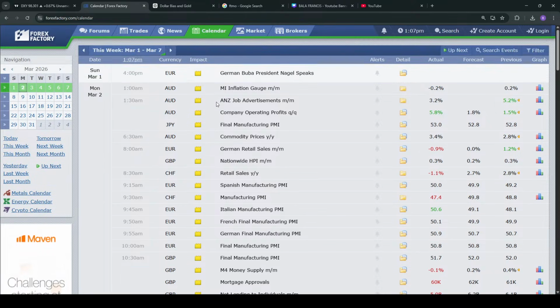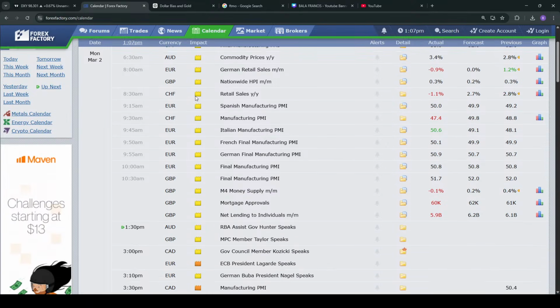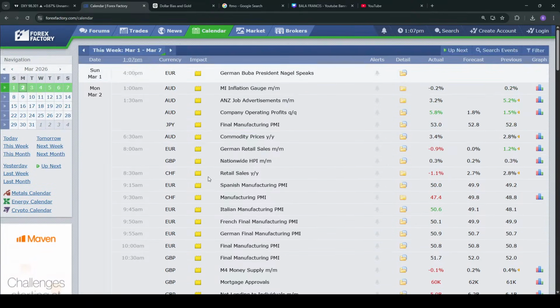So when you go through your calendar every Sunday in preparation for the week, you are taking note of the high, medium, or low impact news events. The low impact ones are signified with yellow boxes. A day or week where you see no high or medium impact news events will signify a quiet trading week.